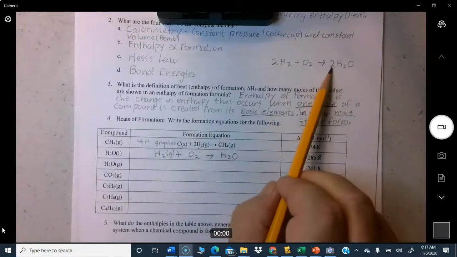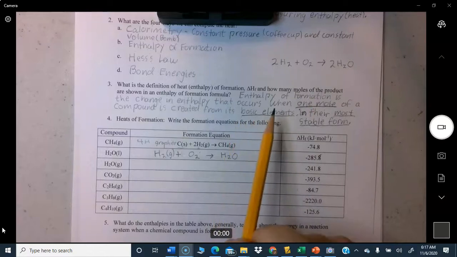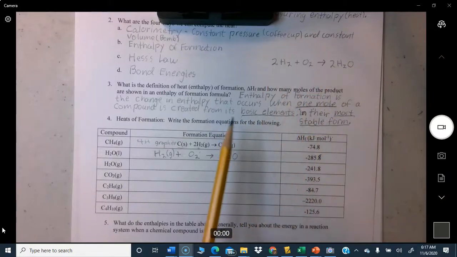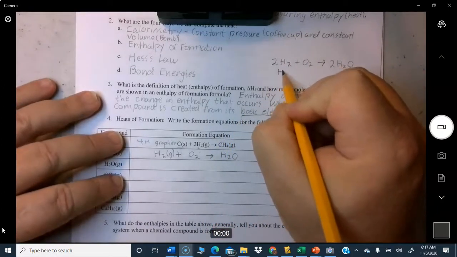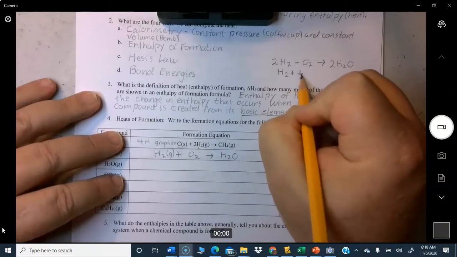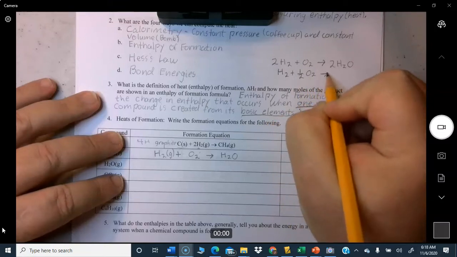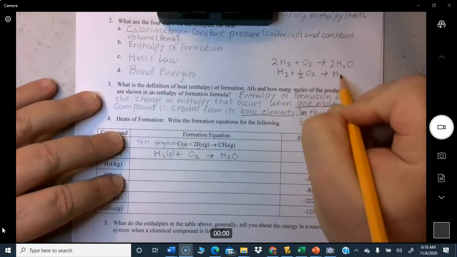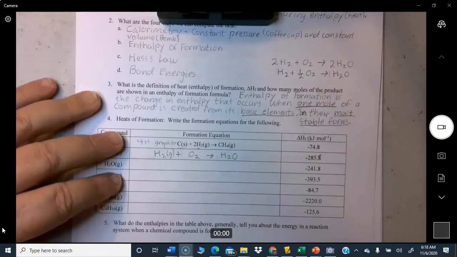The problem is that's 2 moles of water, and this definition says it has to be 1 mole of water. So what do we have to do? We have to divide everything by 2. So that's going to give us H2 plus 1/2 O2 will give us 1 mole of H2O. Okay, so there's an implied 1 right there.